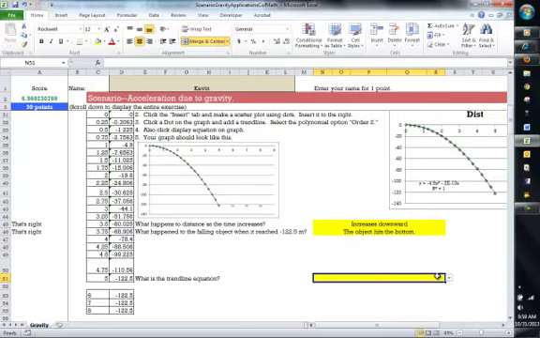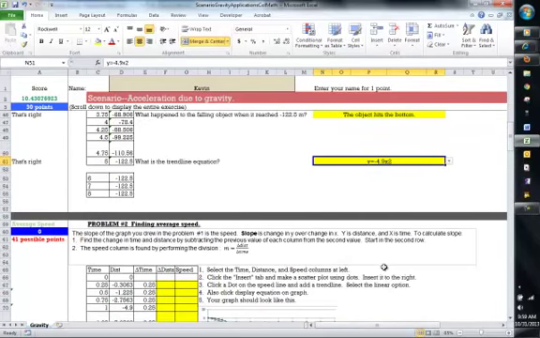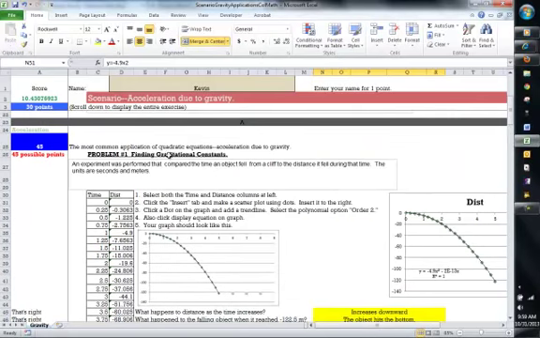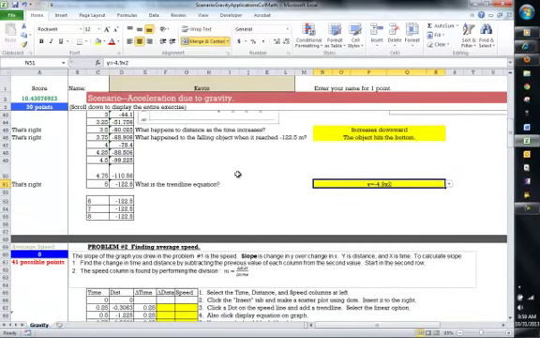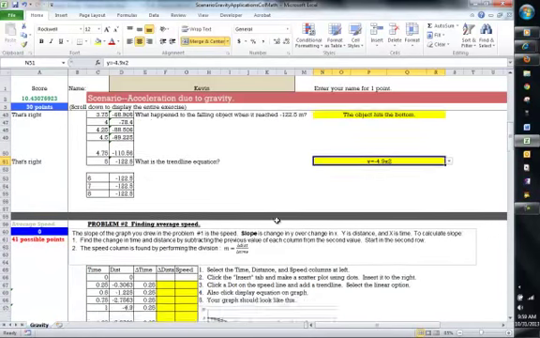And then, what is the trend line equation? The trend line equation is negative 4.9 x squared. Remember to ignore the other stuff. So that is finding the gravitational equation, negative 4.9 x squared.